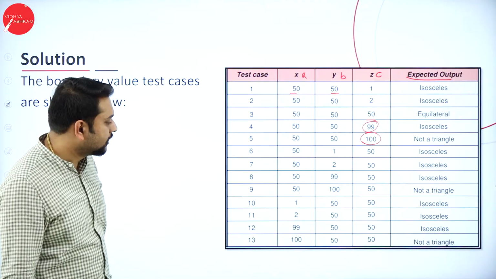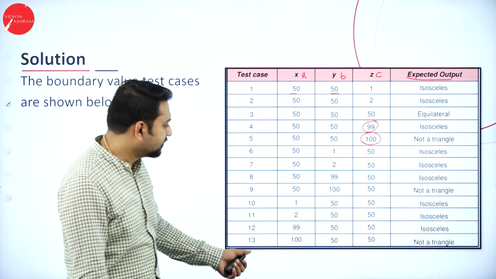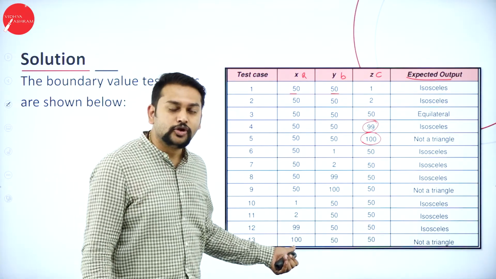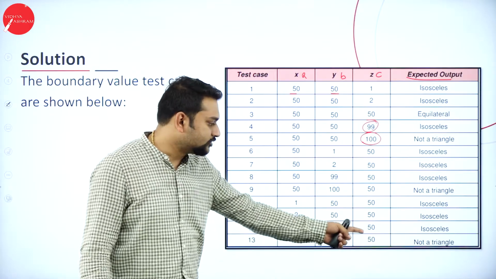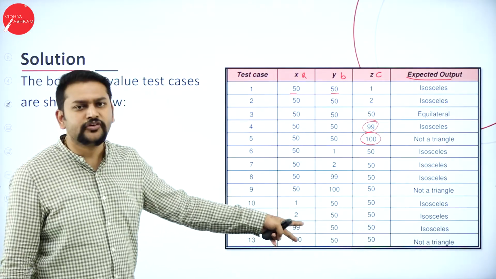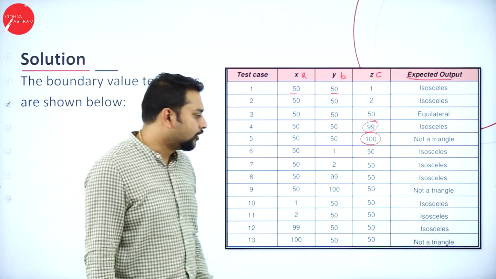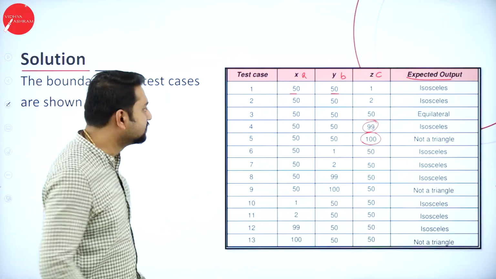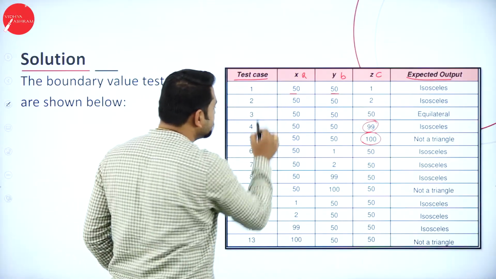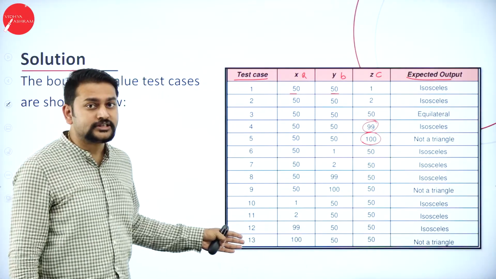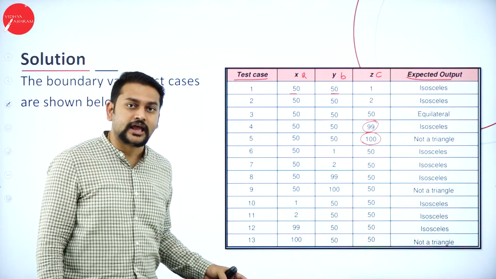Let me show you one more thing. Now you will understand that. Say for example, here I have taken the value of A as 100 and the rest two are 50, 50. It's not a triangle. That's what you need to remember. All right. So this is how we will be writing the test cases. How many test cases do I have here? 13 test cases I have here.